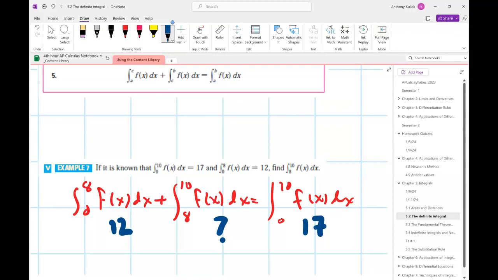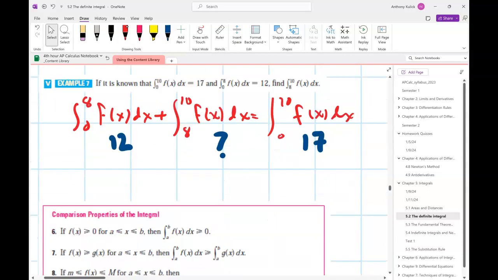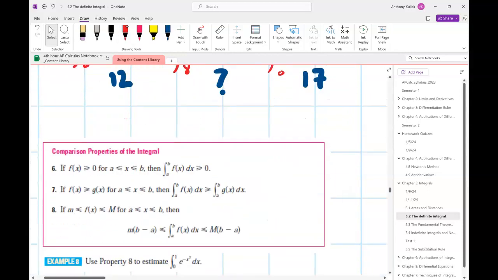5. 12 plus 5 is 17. And we're done. Easy enough? Does that feel okay? Yes. Very easy concept to apply.